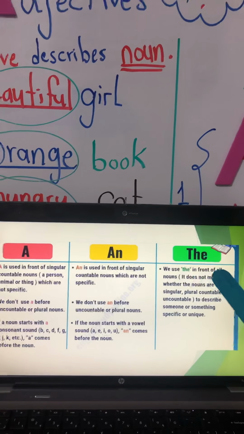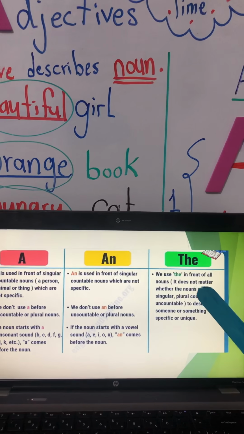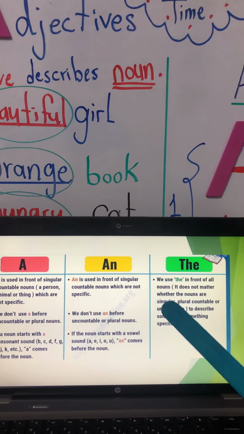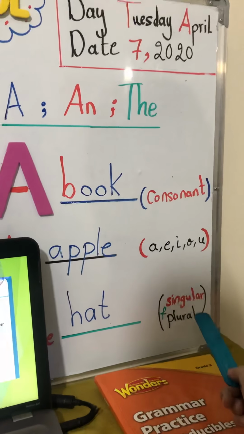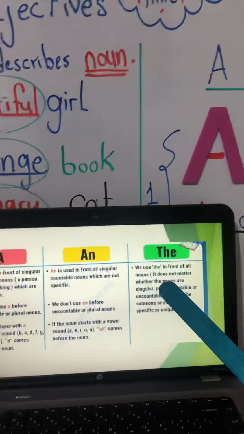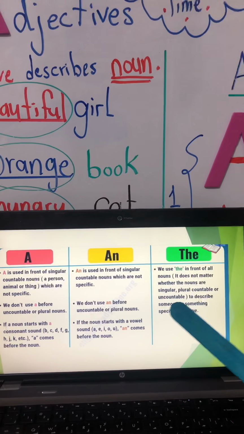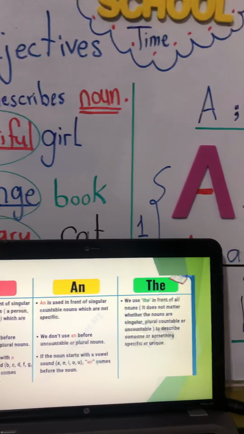We use the in front of all nouns. It does not matter whether the nouns are singular or plural, because we use it in both. The, we use it for singular and for plural, to describe someone or something specific or unique.